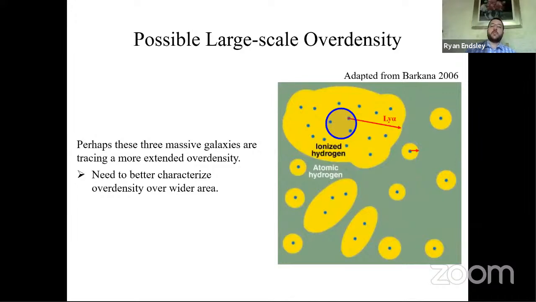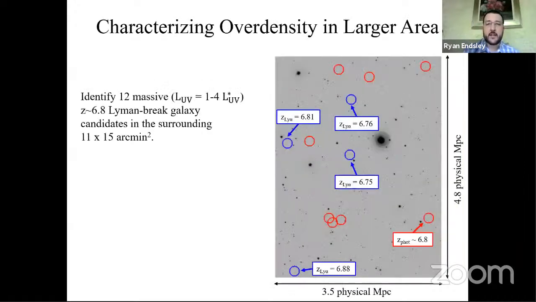So the question then becomes, are we seeing perhaps one of these instances where these 3 galaxies are residing within this more extended, larger density that's powering this very large ionized bubble? Well, to gain more insight into whether this picture holds, we need to better characterize the overdensity across a wider area. And we can do that, obviously, thanks to the fact that the COSMOS field probes such a large area. So we've identified a total of 12 massive Lyman break galaxies with photometric redshifts consistent with redshift 6.8 in the surrounding 11 by 15 arcminutes squared, right?